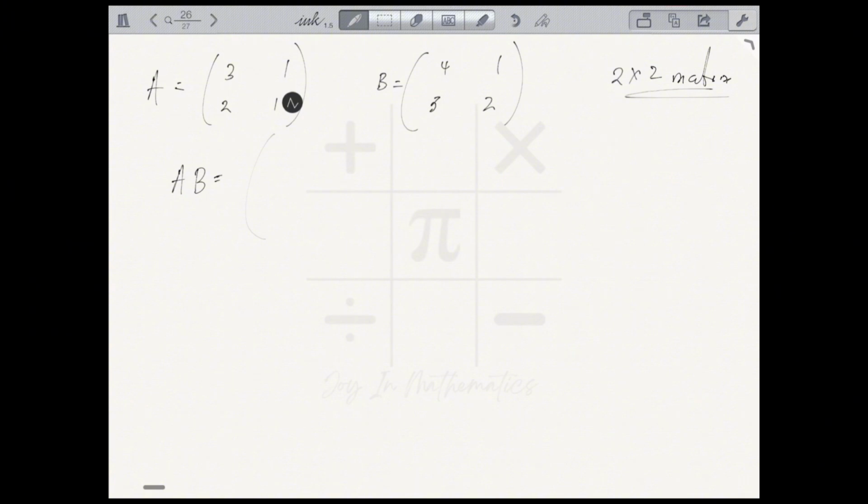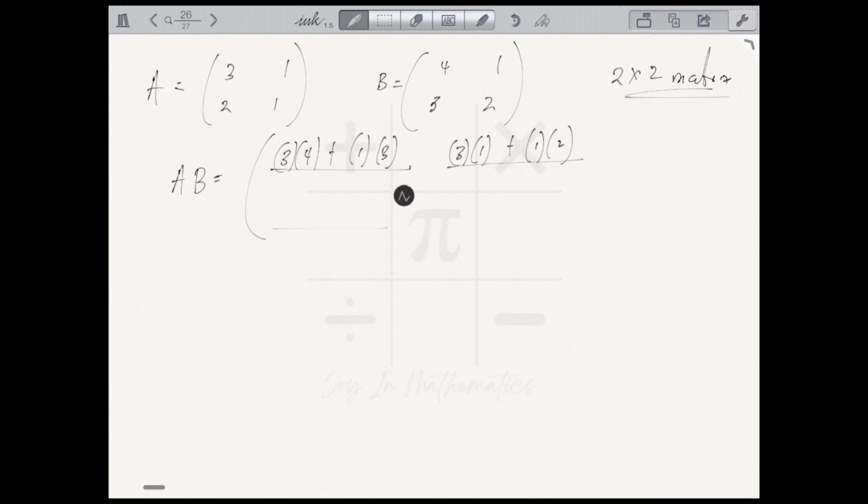So we want to evaluate the first row and first column, so we'll multiply the first row of A by the first column of B. So this will give us 3 multiplied by 4 plus 1 multiplied by 3. And likewise, we want to evaluate the first row, second column. So we take the first row of A and the second column of B. So this will be 3 multiplied by 1 plus 1 multiplied by 2.